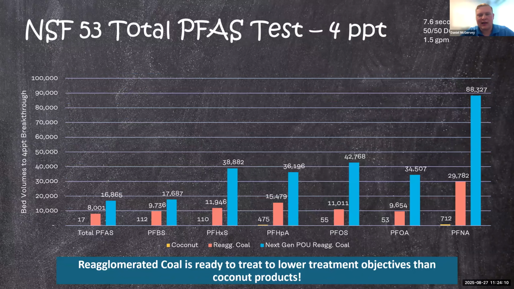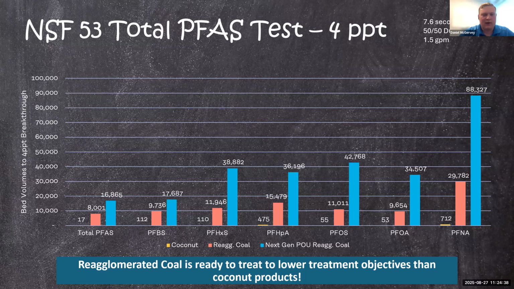We also looked at breakthrough at 4 parts per trillion with this test. The reason is that's where a lot of the regulations are, especially for PFOA and PFOS. It's also just above the detection limits, which are 2 parts per trillion for a lot of these PFAS compounds. So this is really shortly after you're detecting PFAS in the effluent, and that's where these bed volumes to breakthrough are.